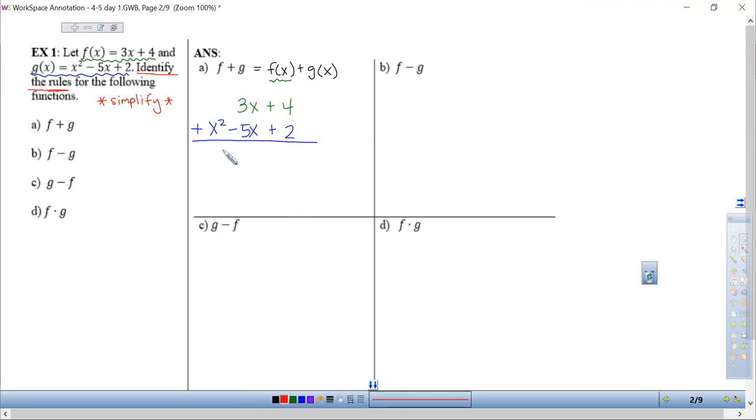Remember, I'm just combining like terms. Notice that when I line these up, I line them up with like terms. There was no x squared in f, so our answer will have just x squared in it. Then 3x minus 5x, if I combine those like terms, gives me negative 2x. And 4 plus 2 is 6. So f plus g of x is equal to x squared minus 2x plus 6.